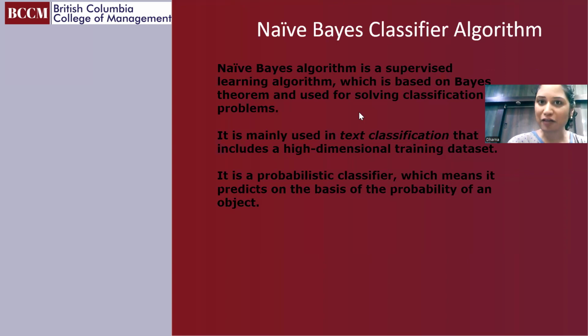So mainly Naive Bayes classification is used for doing text classification. Suppose I want to classify whether a mail is spam or not, whether a news is real or fake, or whether a movie is a success or a failure. These types of text classification can mostly be done with the Naive Bayes classifier.